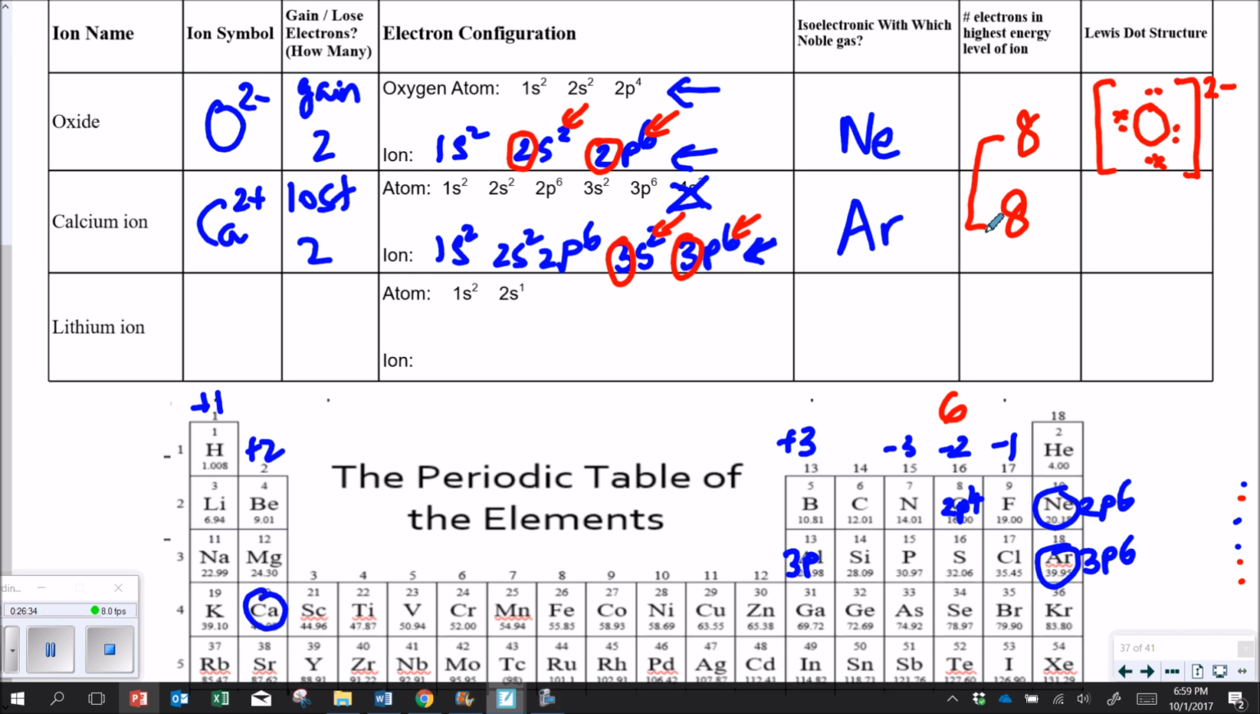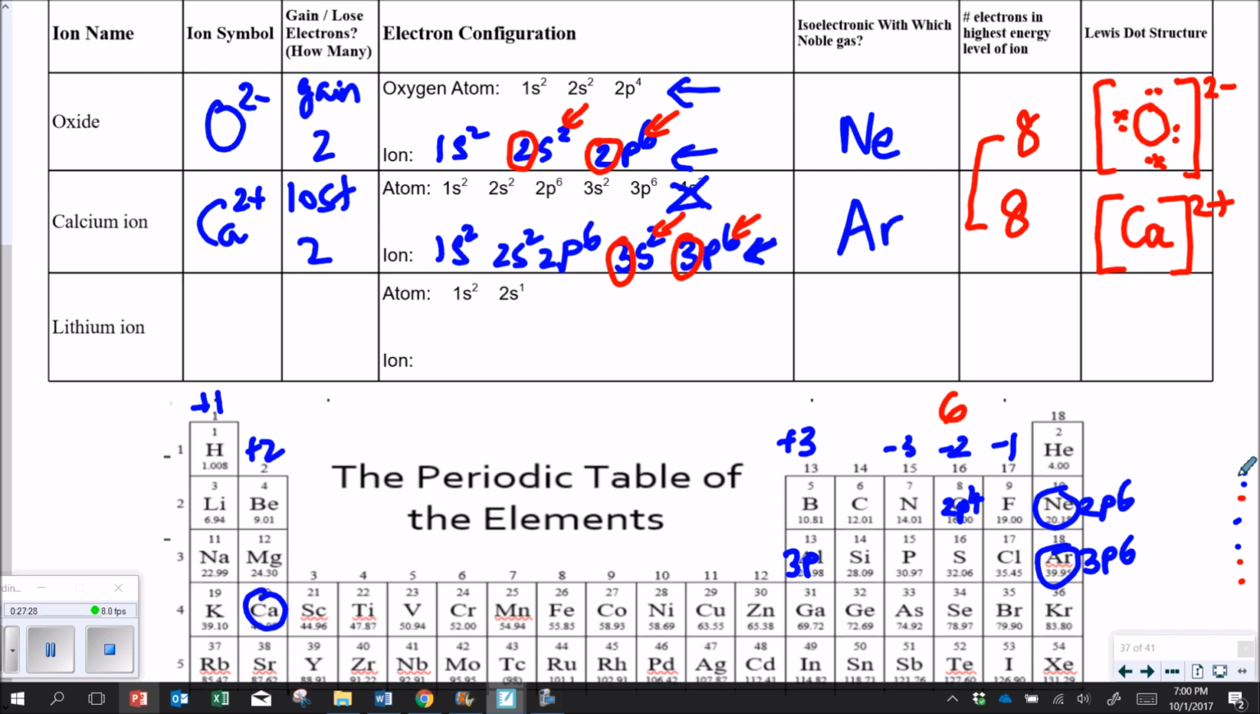The Lewis dot structure for a positive ion, we write again the element symbol. But now because calcium has lost its 2 valence electrons, we do not put any dots or crosses around the atom. And we just put the square bracket. And we put a charge of 2 plus to show that it's an ion.